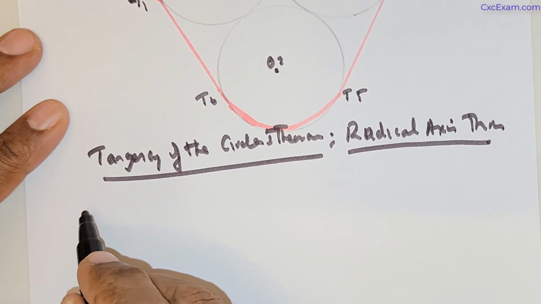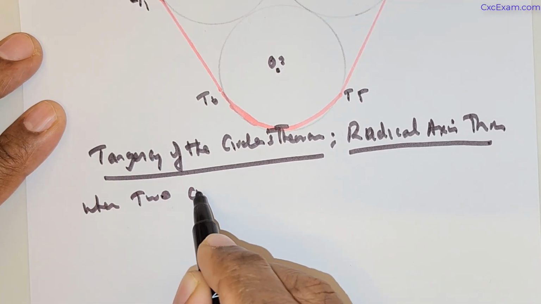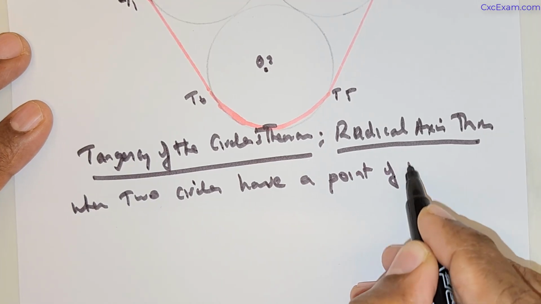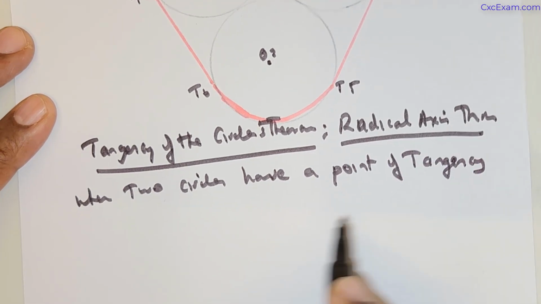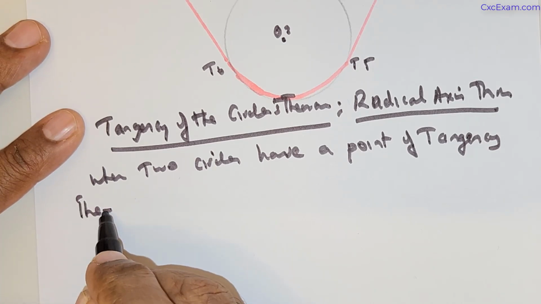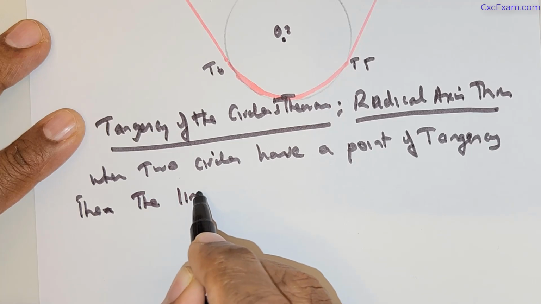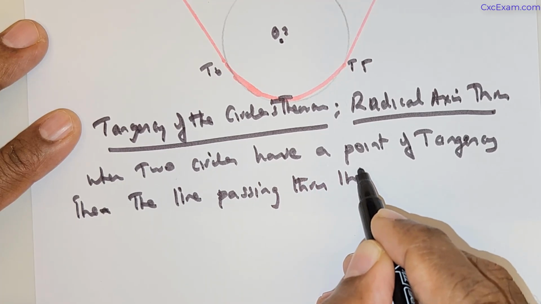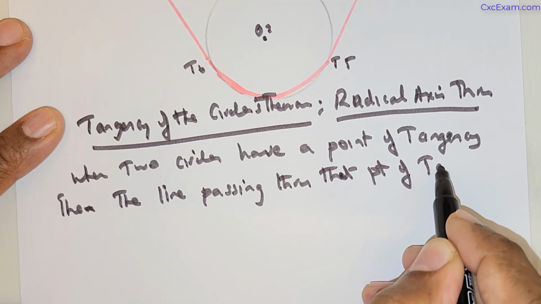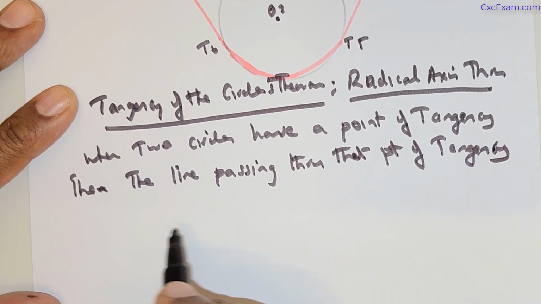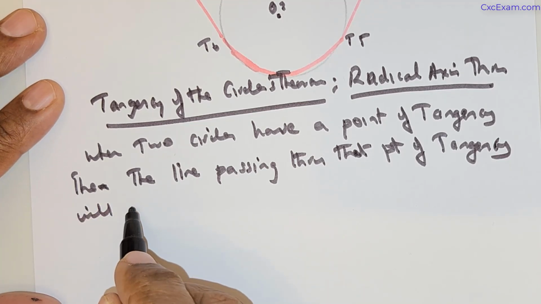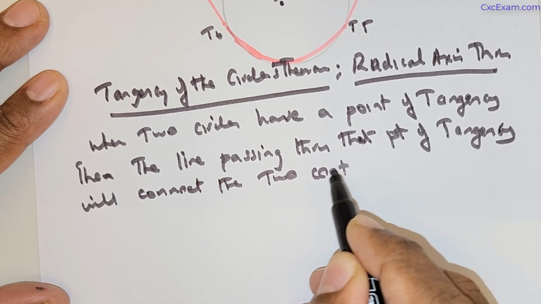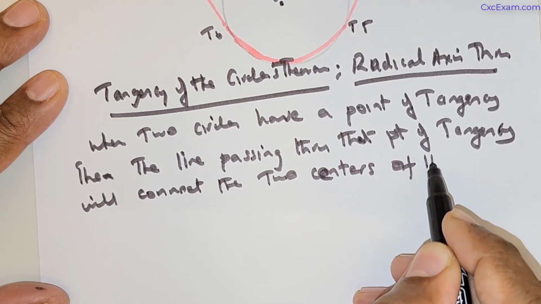So what is the statement of the theorem? When two circles have a point of tangency, then the line passing through that point of tangency will connect the two centers of the circles.